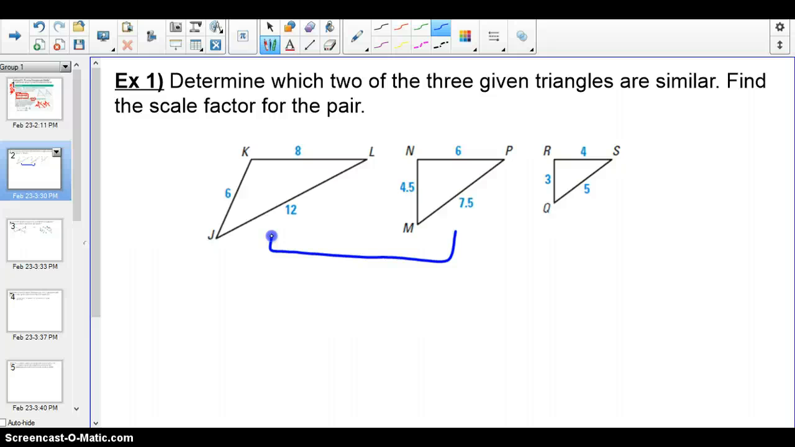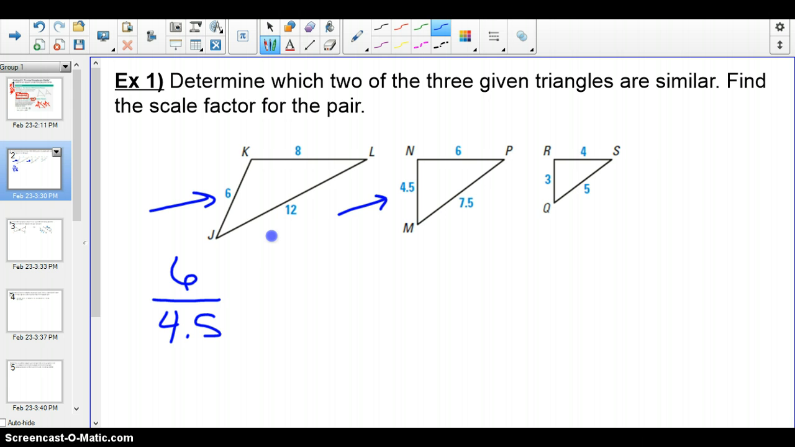And maybe you're asking yourself, well, how do I know what side corresponds with what side? What you want to do is just look at the longest leg in each triangle and compare that with the shortest leg in each triangle and the middle leg in each triangle. So, for example, in this triangle, 6 is the shortest, and in the second one, 4.5 is the shortest. So if these two triangles are similar, then the ratio of 6 to 4.5 must be the same as the ratio of the longer sides, which is 12 and 7.5.